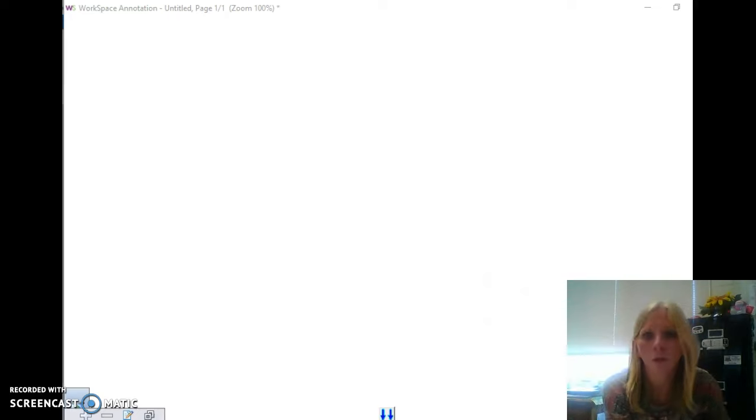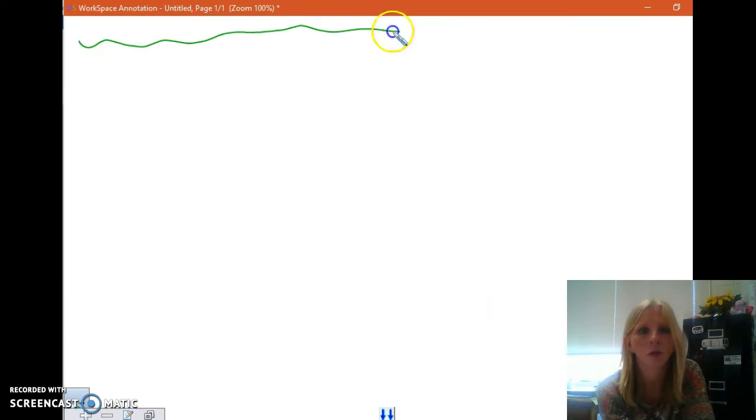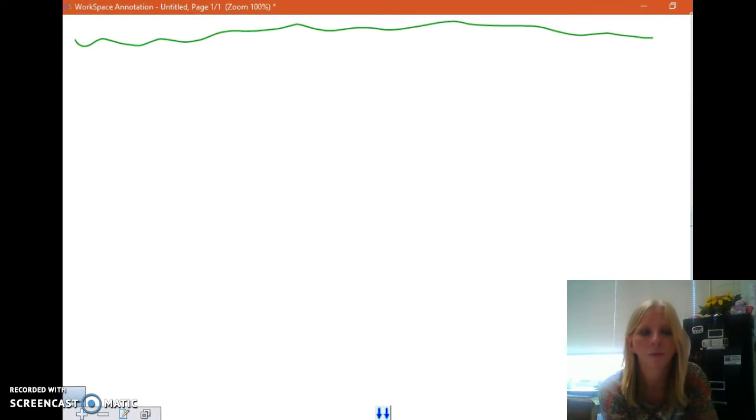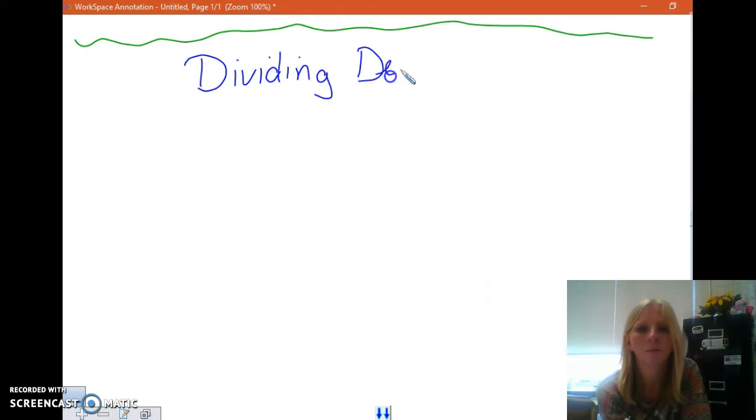Today we are going to learn about how to divide decimals. We've been multiplying decimals, but we're going to move on to dividing. So if you haven't done so already, take out your notes notebook. In the very next section, draw a squiggly if you have to, or even go to the next page. Dividing decimals.